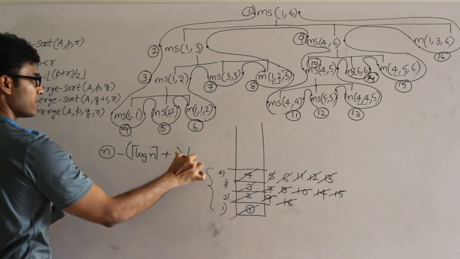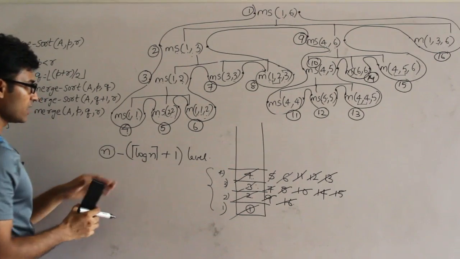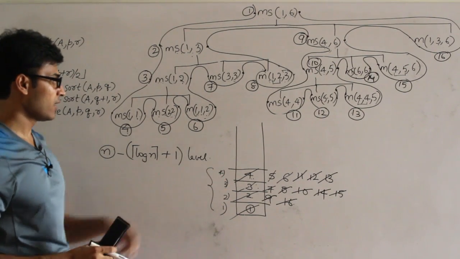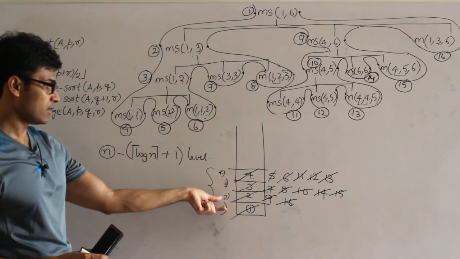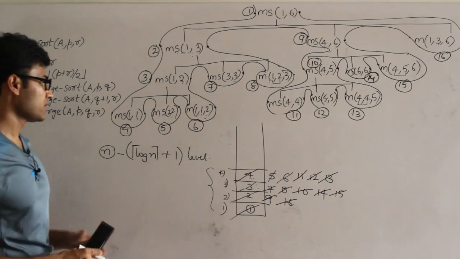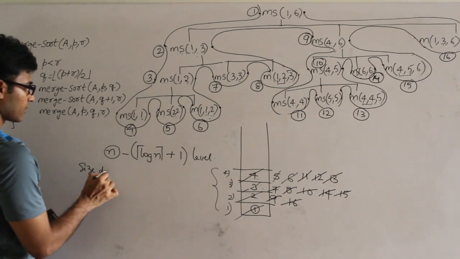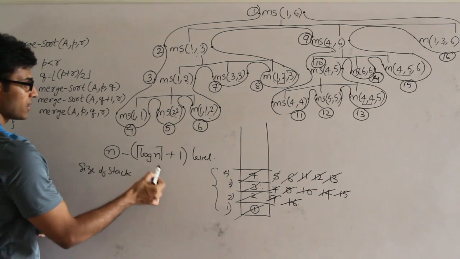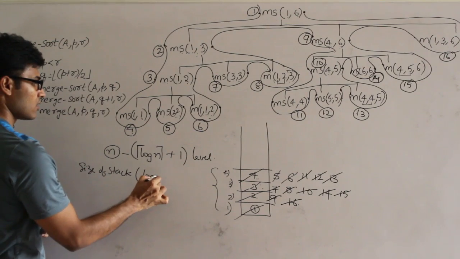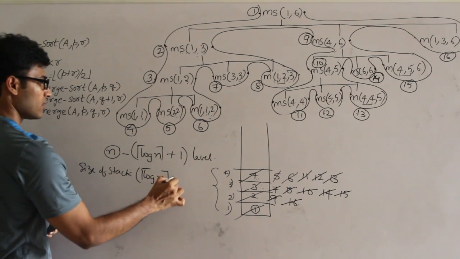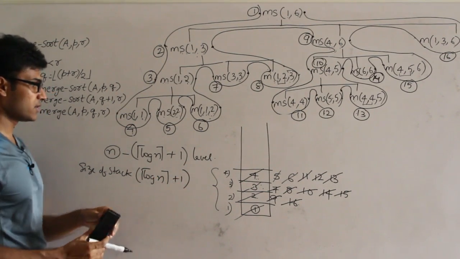These many levels are required, right? And for every level we need a cell in the stack. Therefore, assuming that, what is the stack size? The size of the stack required to implement this is log n plus 1. This is the size of the stack required.